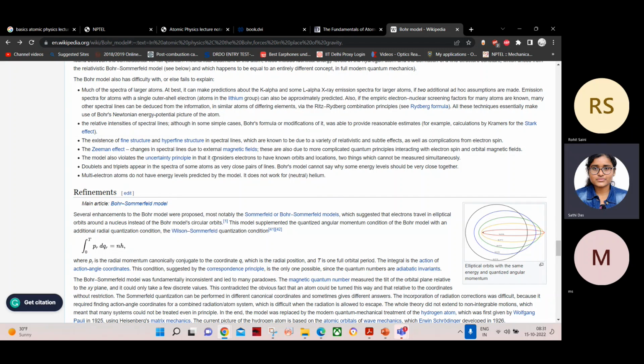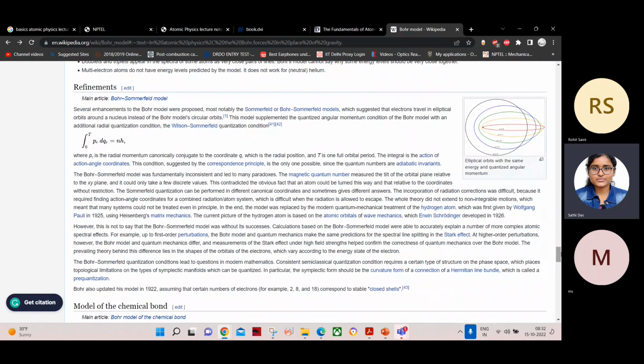The model also violates the uncertainty principle, because it considered known orbits and known locations of electrons. You cannot measure simultaneously the location and orbits of the electrons due to the uncertainty principle. And there are other things like doublets and triplets: why the sodium doublet lines arise, why the triplet lines of cadmium appear. So these were the problems with the Bohr model. Everything is clear up to now? Yes, it's clear. Okay.